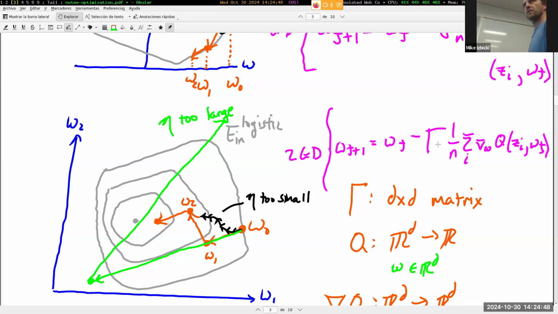Any questions on any of that? Tyler. Yeah, so the question is, is the only downside of eta being too small that it takes more steps to converge?